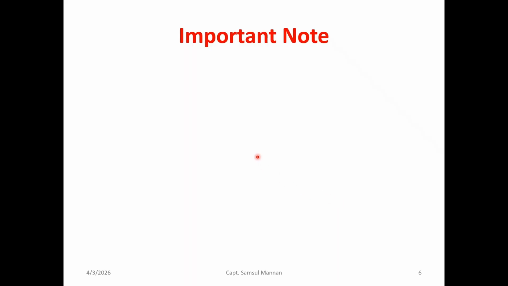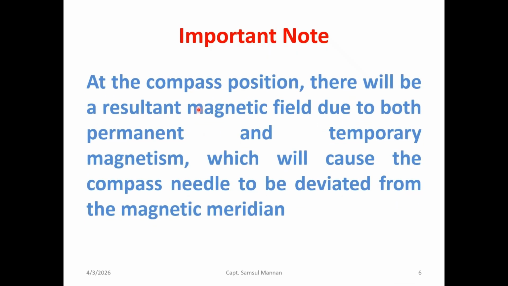Before going more in depth, we need to remember an important note. What is that note? You can write it down. At the compass position, there will be a resultant magnetic field due to both permanent and temporary magnetism, which will cause the compass needle to be deviated from the magnetic meridian. And this is a very important note, and I want you to write it down in your notebook.